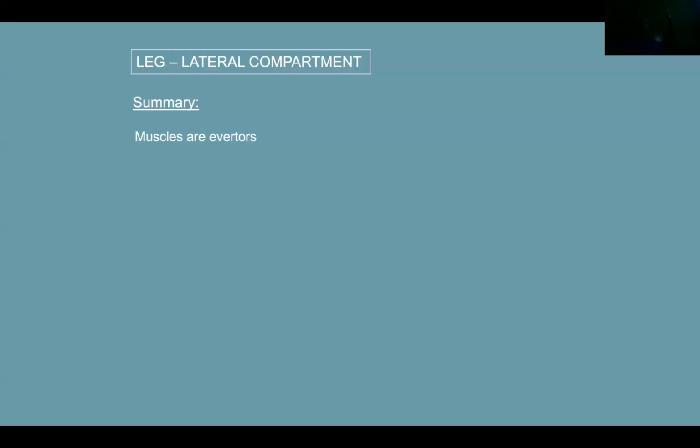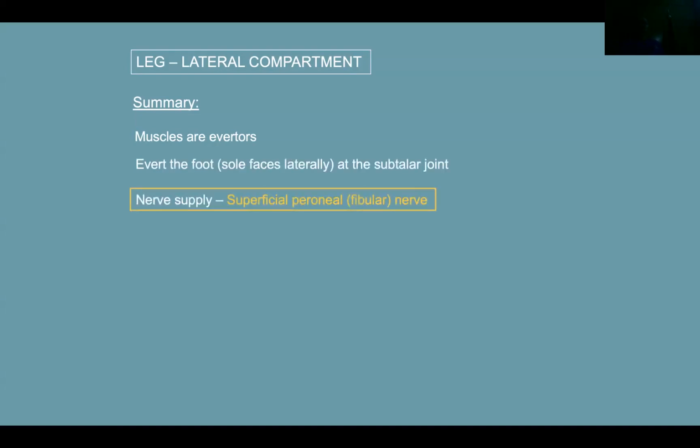What are these muscles? There is another group of muscles who are everters. Who are they? Their nerve is the superficial fibular nerve. So I'm talking about whom? The muscles present in the lateral compartment. Their blood supply is coming from where? Fibular artery. It's a branch from the posterior tibial artery.